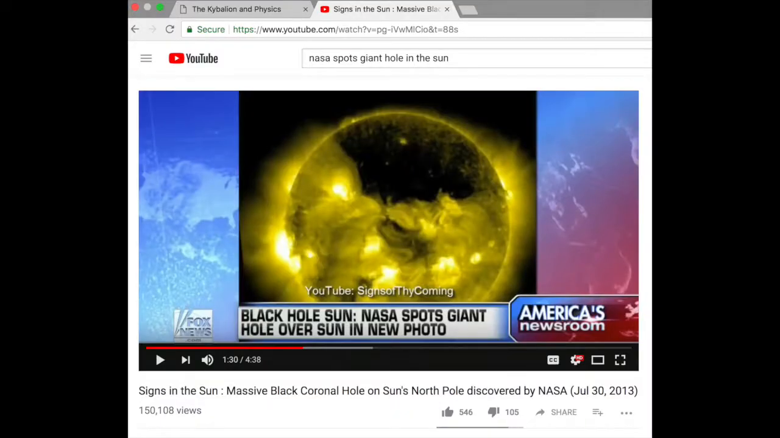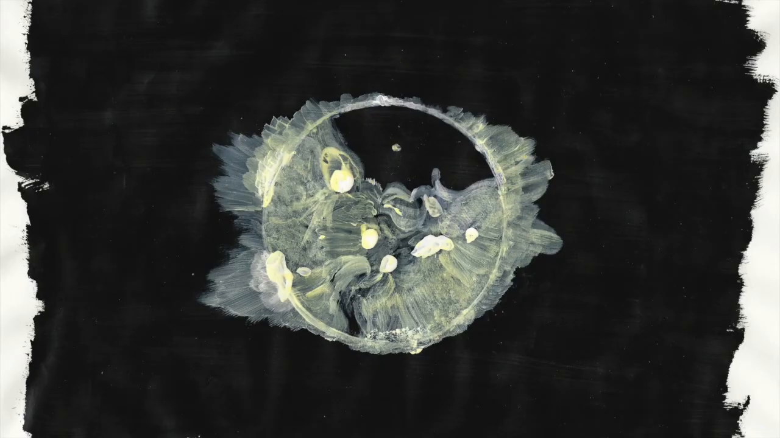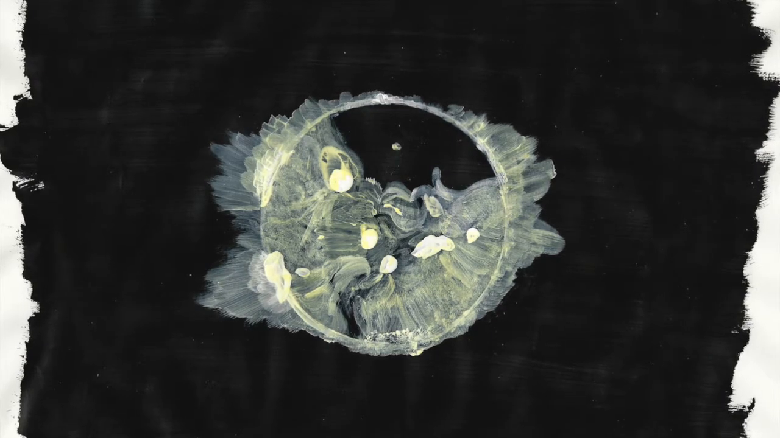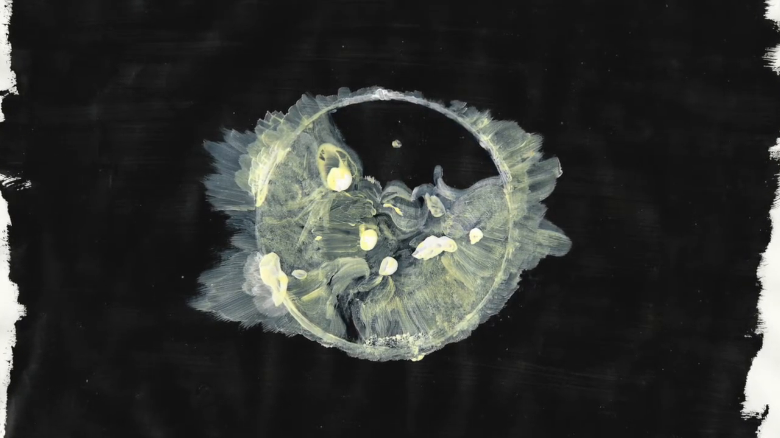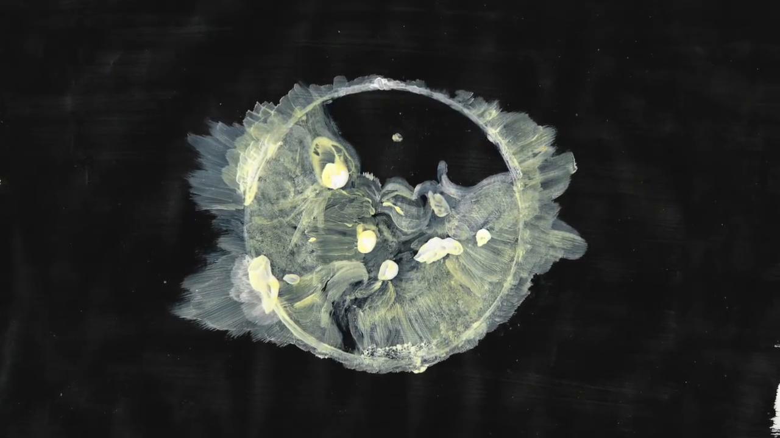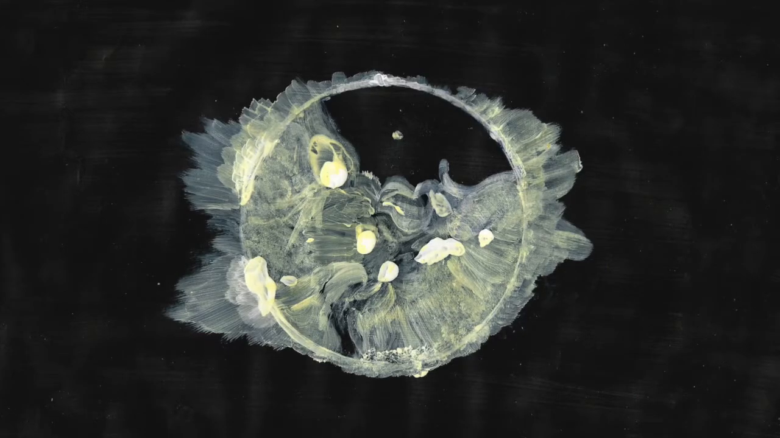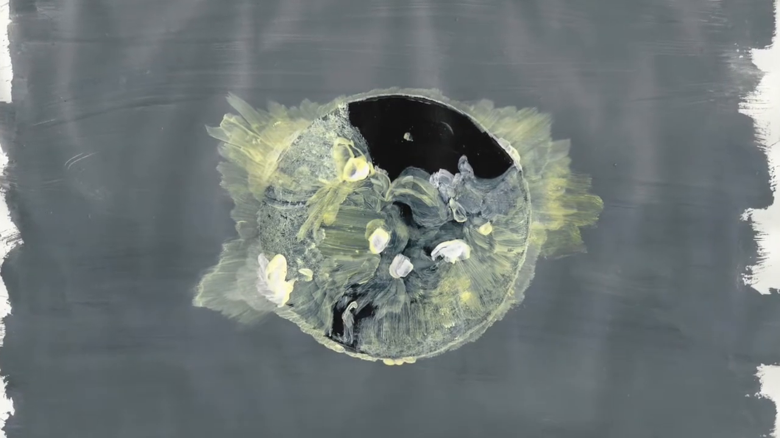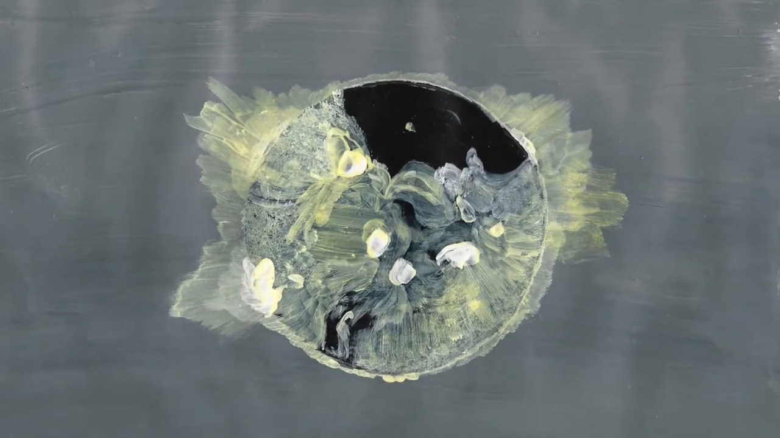"NASA spots giant hole over the Sun." That was the headline from the American Fox News channel on July 30th, 2013, as reported by NASA. This is the image that was reported to show a hole in the Sun. And this is my artistic version of it for the book. But it actually showed the dark inward energy underneath the brightness of the Sun. If space were somehow gray, we would see that the darkness underneath the surface of the Sun is still dark.